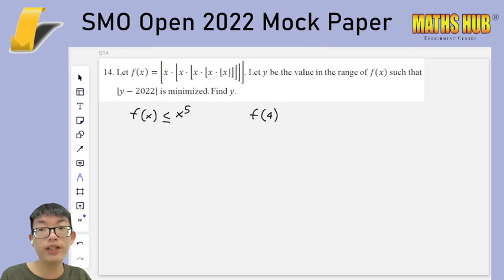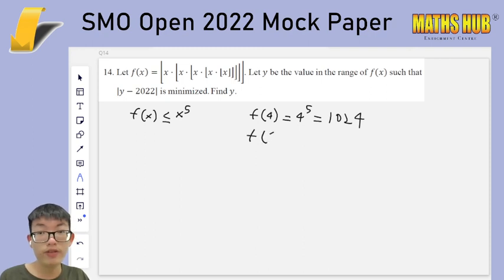For integer values, they are exactly the same. 4 to the power of 5 is 1024. So that's fairly far away. Now f of 5 is 5 to the 5. This is 3125, which is kind of equally far away if we are being honest.